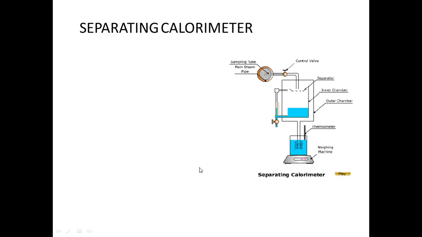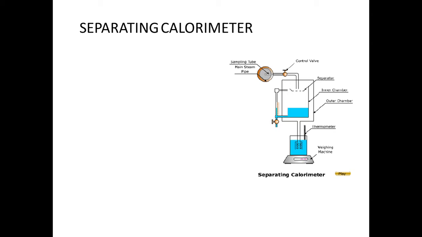Okay, let us see now the separating type calorimeter. In the separating type calorimeter, we have a mechanical separator. As per the dryness fraction definition, we want to find out the mass of dry saturated steam present in the mixture divided by the total mass of the mixture.